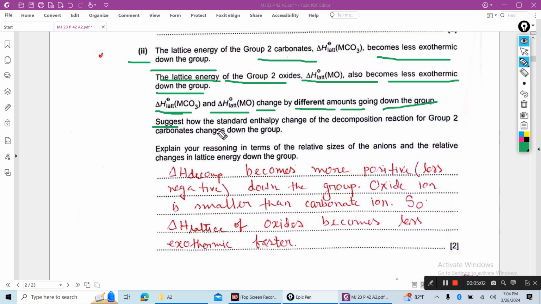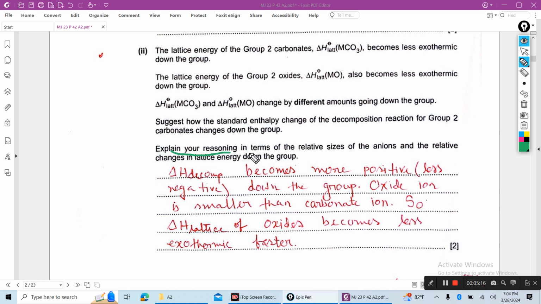Now suggest how the standard enthalpy change of decomposition for group 2 carbonates changes down the group. Explain your reasoning in terms of the relative size of the anions. You have to mention the size of the anion and the relative changes in the lattice enthalpy down the group. You have to mention two things. One is lattice enthalpy, the other is size of the anion.